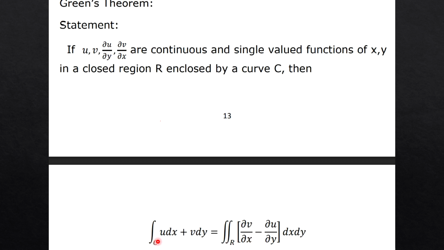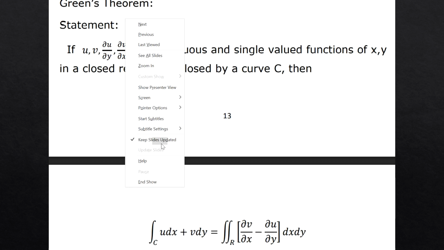Integral over the curve u dx plus v dy is equal to double integral dou v by dou x minus dou u by dou y dx dy. Dou v by dou x minus dou u by dou y dx dy. Okay, please remember this equation, Green's theorem equation. I am just highlighting the equation part particularly.